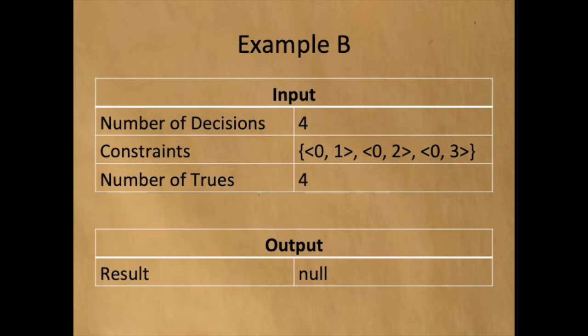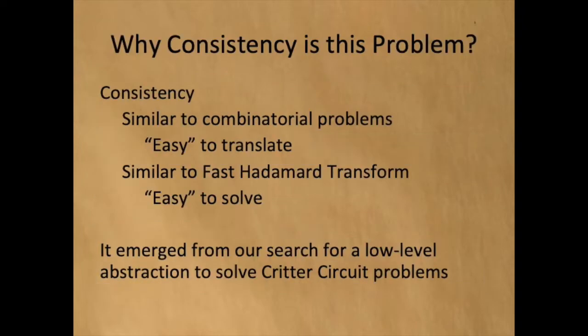Here's another example, very similar to the previous. We are looking for 4 decisions like above. We have the same 3 constraints as above, but we are looking for 4 truths. In this case, a solution is not possible, and so the result will be a null.